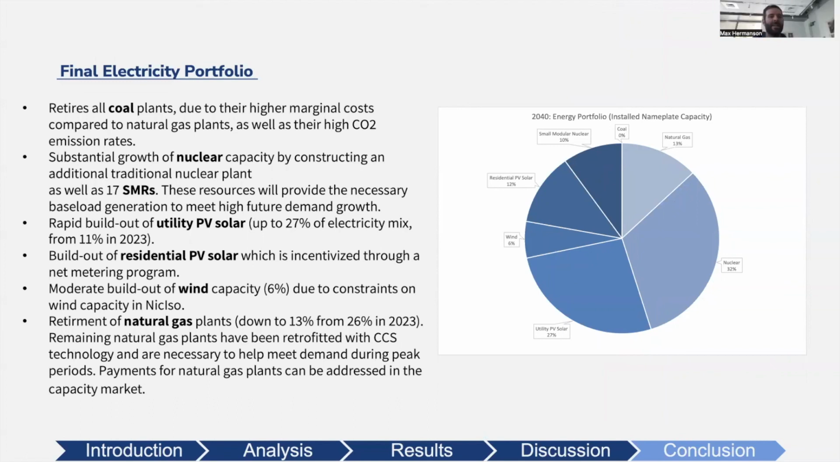Thank you. Thanks, Henry. So yeah, in conclusion, our plan retires all coal plants, equips some natural gas plants with CCS, has a substantial growth of nuclear, builds out utility solar, residential solar, a moderate build out of wind due to land constraints. You can see our generation mix in 2040 here. This plan will absolutely meet NICISO's 95% reduction and does not increase the ability of the system to respond to reliability substantially.